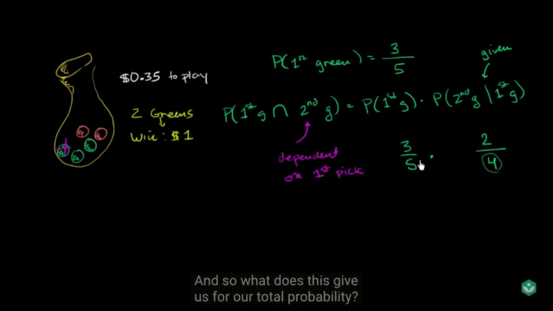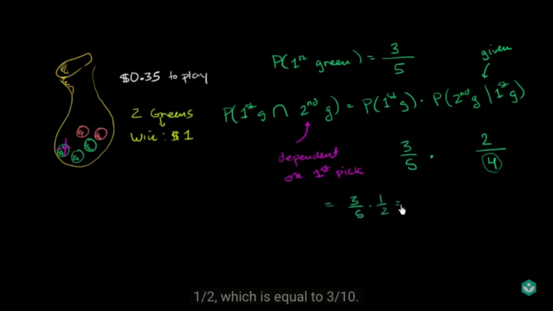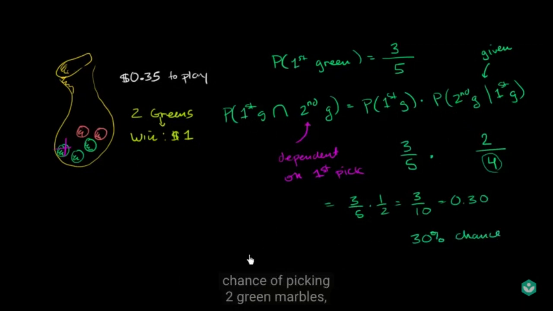And so what does this give us for our total probability? Let's see, 3/5 times 2/4. Well, 2/4 is the same thing as 1/2. This is going to be equal to 3/5 times 1/2, which is equal to 3/10, or we could write that 0.30, or we could say there's a 30% chance of picking 2 green marbles when we are not replacing.